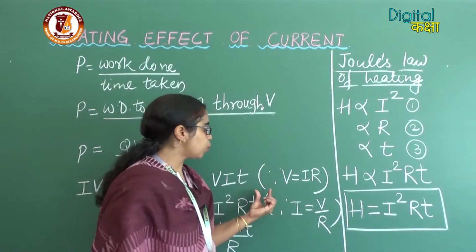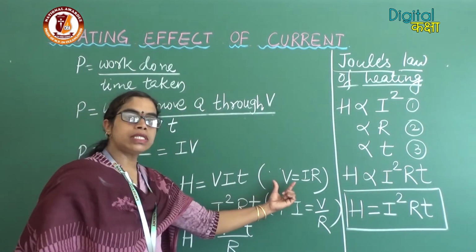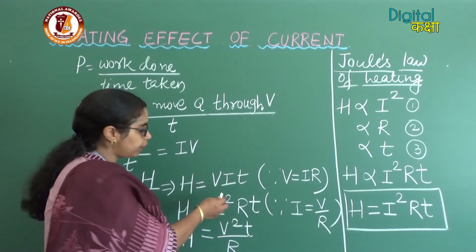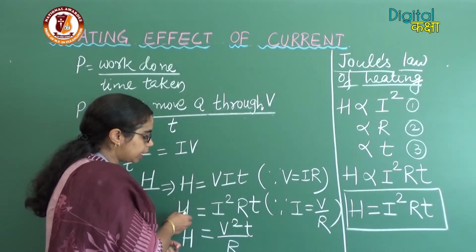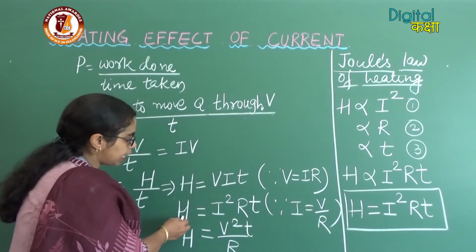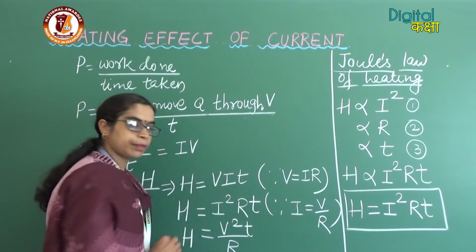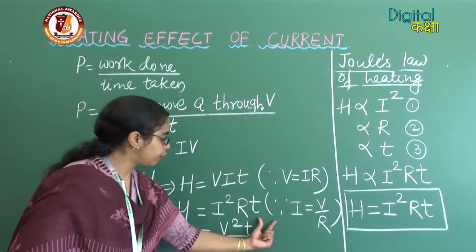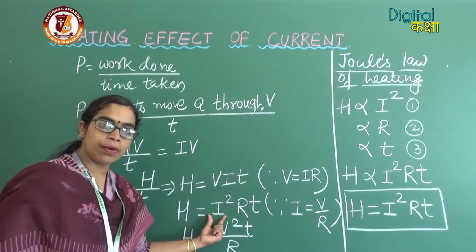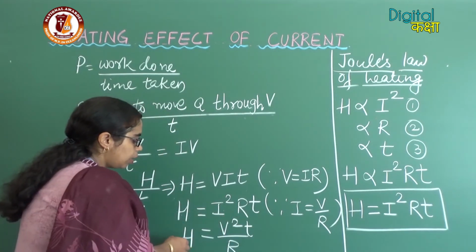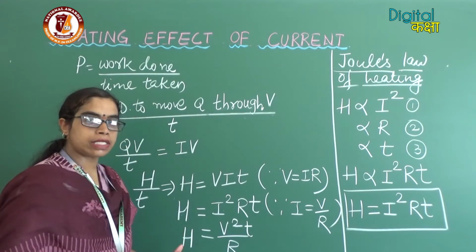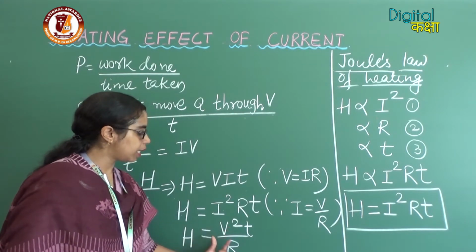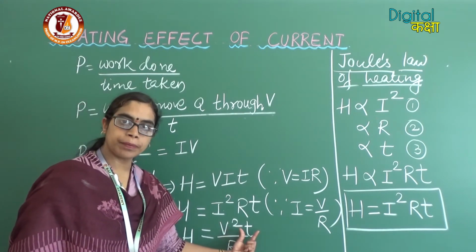Now, according to Ohm's law, we know that V is equal to I into R. So, if I want to eliminate V in this formula, I will get the formula of heat energy as I square R T, where I is equal to V upon R. If I eliminate this I now, I will get the third formula for heat energy in terms of V and R as V square upon R into T.